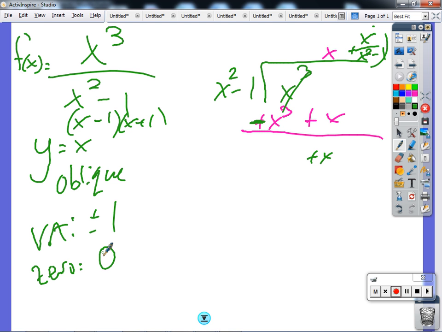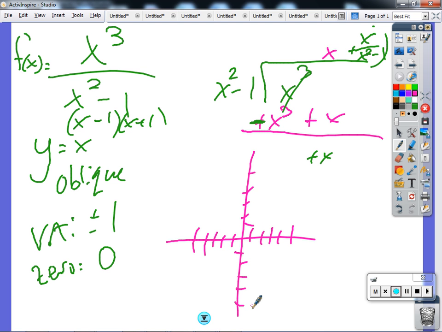All right, ladies and gentlemen, you ready to roll? We got everything. Really, guys, that's the only difference. Instead of a horizontal, you had to do long division to find the oblique. Right? Here we go. So we got 1, 2, 3, 4, 5. Start doing our obliques and so forth.